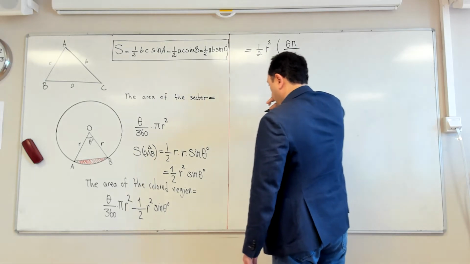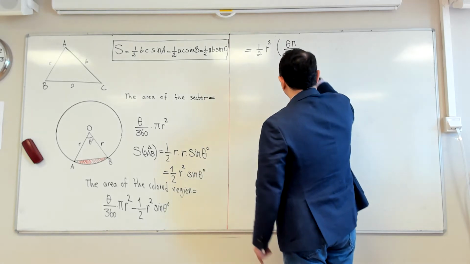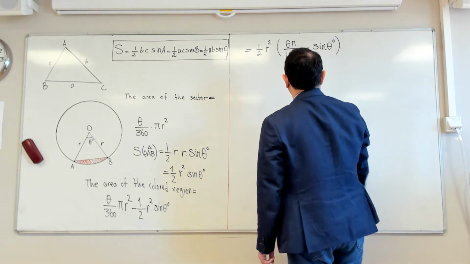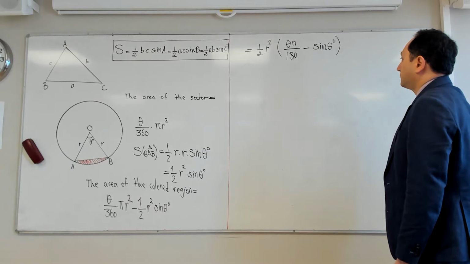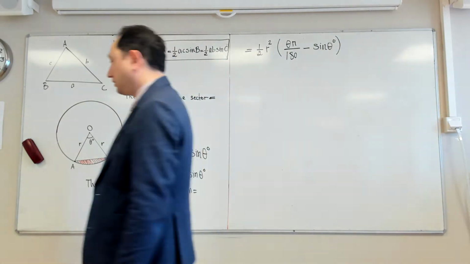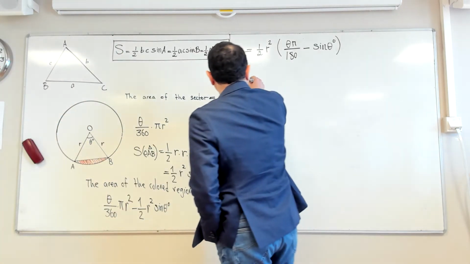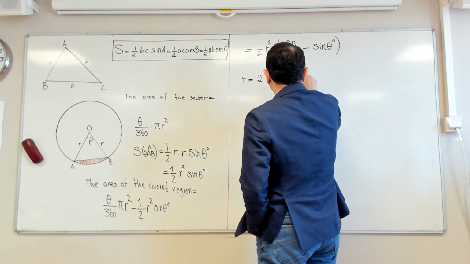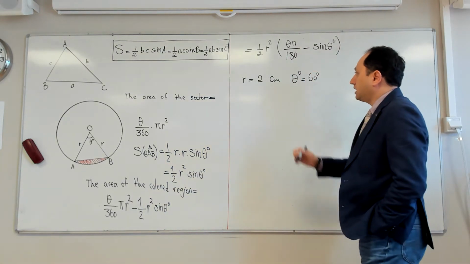Yes? And then minus sine of theta degrees. So that would be the formula for the area, yes? So the area of the red part. For example, if you want to solve, if I give you r equals 2 centimeters, and if I give you theta degrees equal to 60 degrees, yeah, I can ask you the same question.